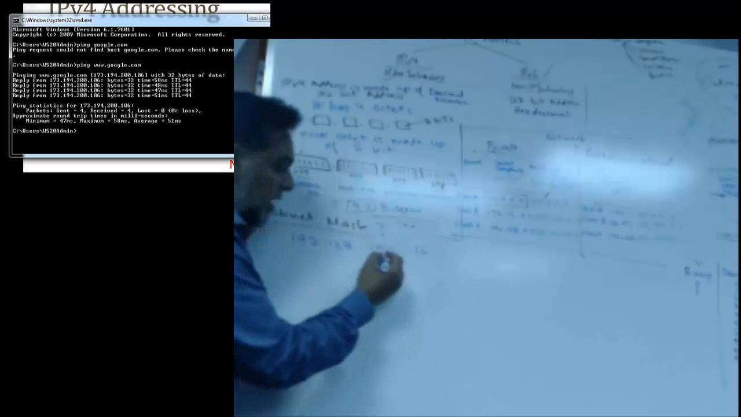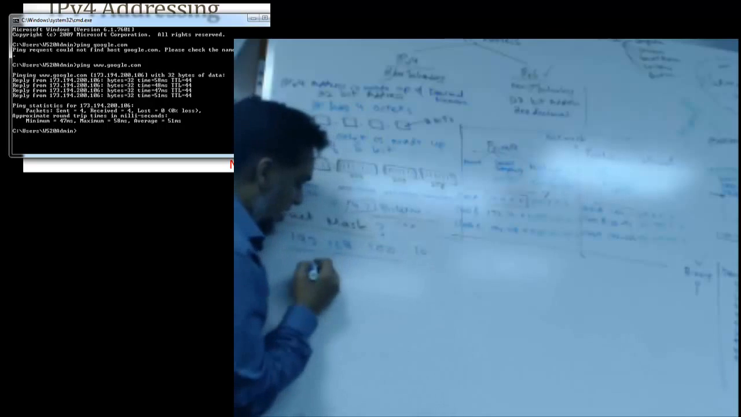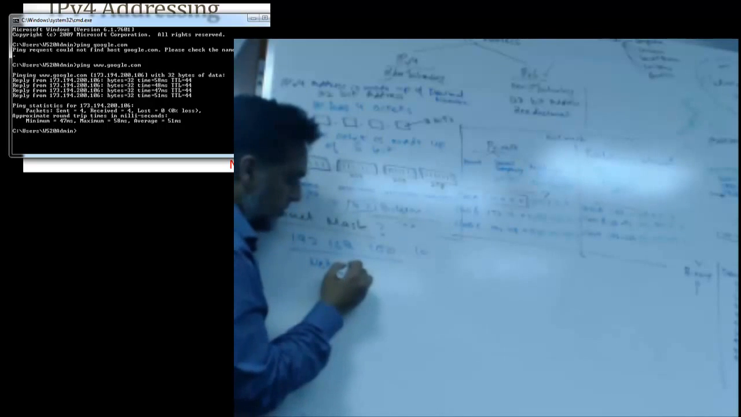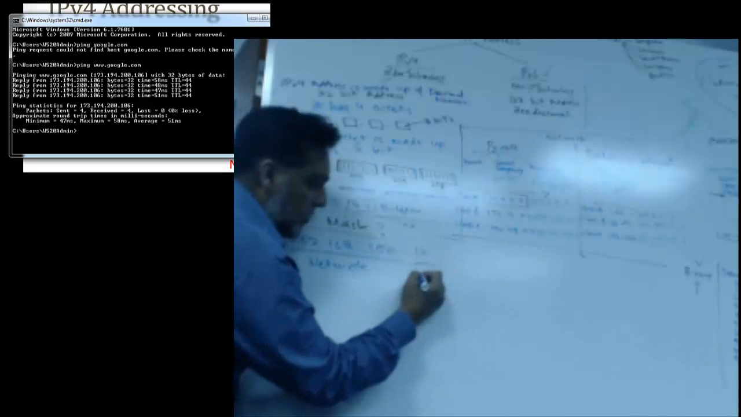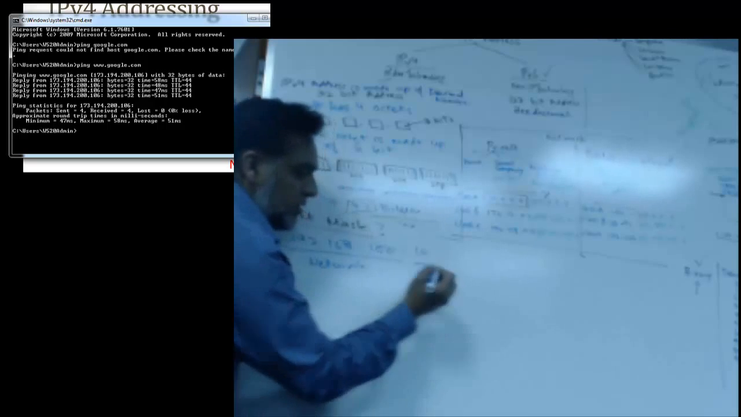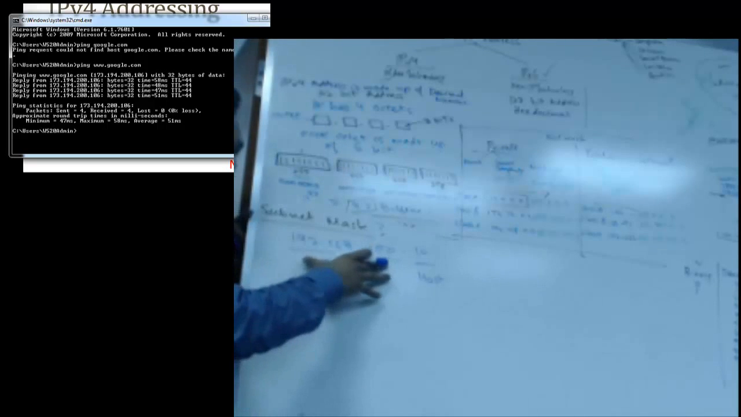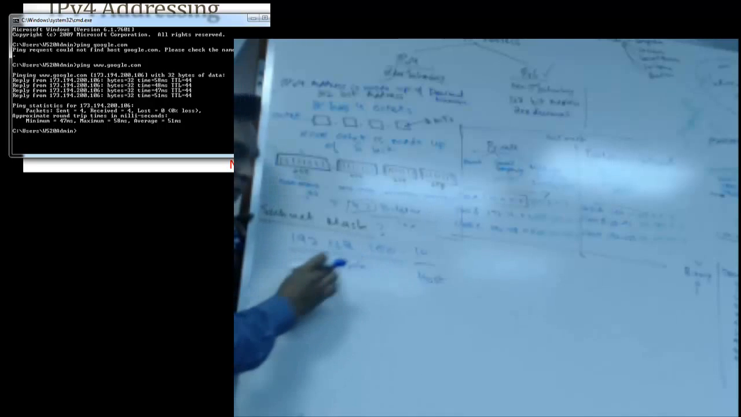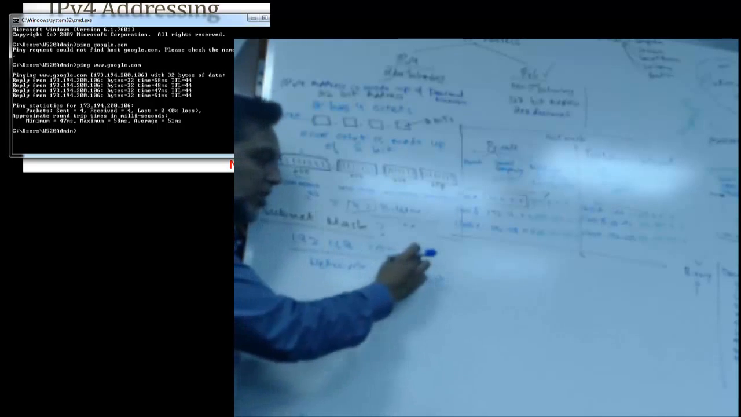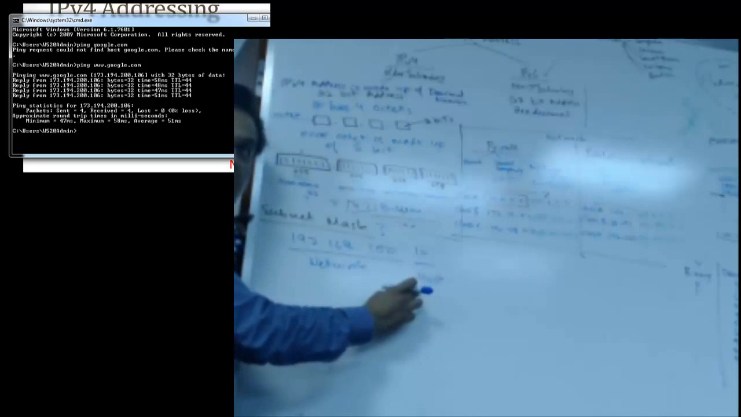Now, this IP address is divided into two parts. There is a part that is known as the network address, and this part is known as the host address. All IP addresses are divided into a network address and a host address. Some octets are part of the network address and some octets are part of the host address.